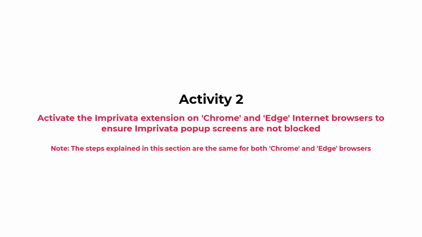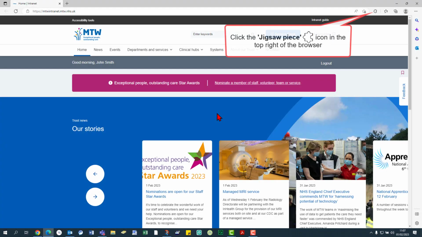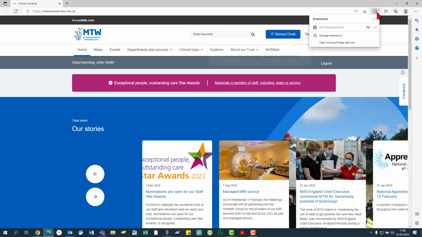The second activity is to activate the Imprivator extension on Chrome and Edge internet browsers to ensure Imprivator pop-up screens are not blocked. Note the steps explained in this section are the same for both Chrome and Edge browsers. On the internet browser, click the jigsaw piece icon from the top right of the browser to the right of the URL bar. Click on Manage Extensions from the menu.